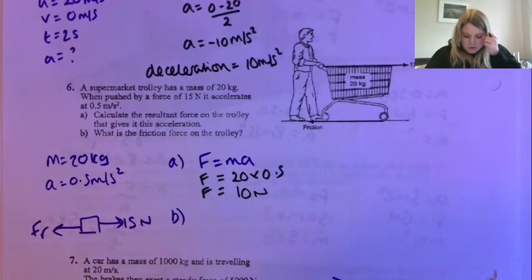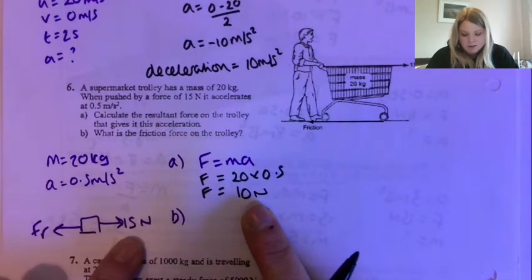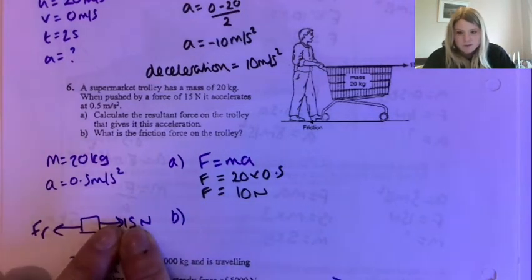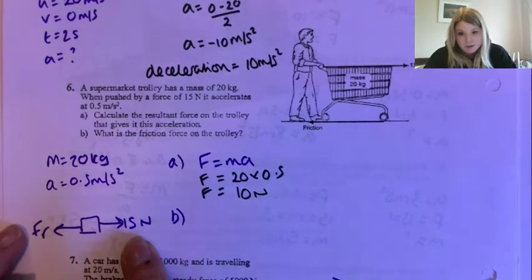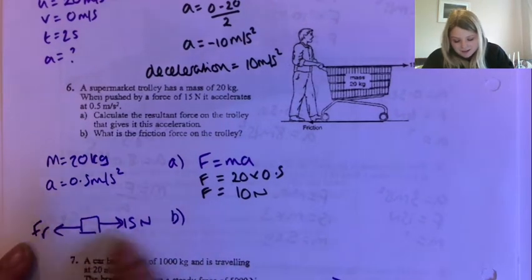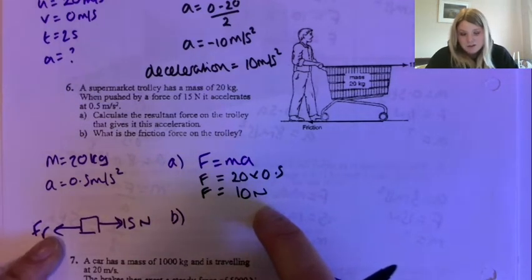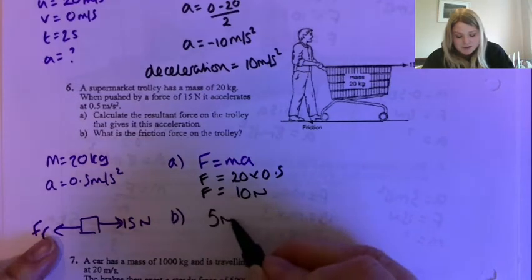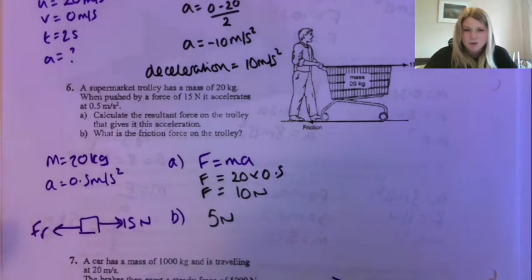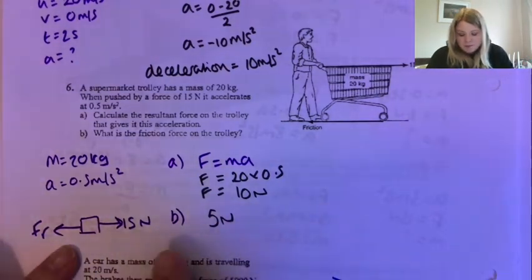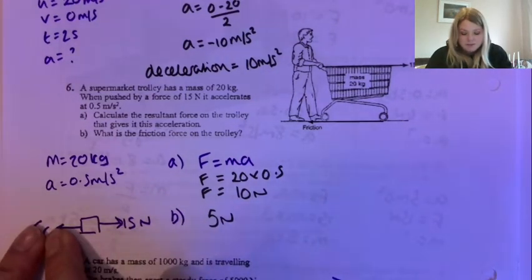So we know that the resultant force has to be 10 to give us this acceleration of 0.5, but we have been told that it's pushed with a force of 15. So if we have a 15 newton force going this way and a friction force going back the other way, and combined these give us the resultant force of 10, then this friction force has to be 5 newtons. Does that make sense to you? I think you'll be able to see where I've got that from. This 15 and this friction force have to combine to give us this 10, so this has to be 5.